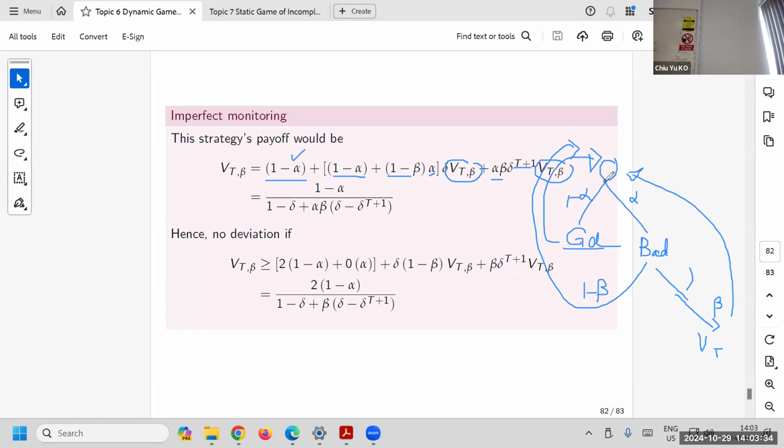So you have 1 minus alpha there, and alpha times 1 minus beta, you get back to here. And if you get bad luck, you get stuck for T periods, then you go back. So that's how you get this. Is that okay? Is that okay for this?